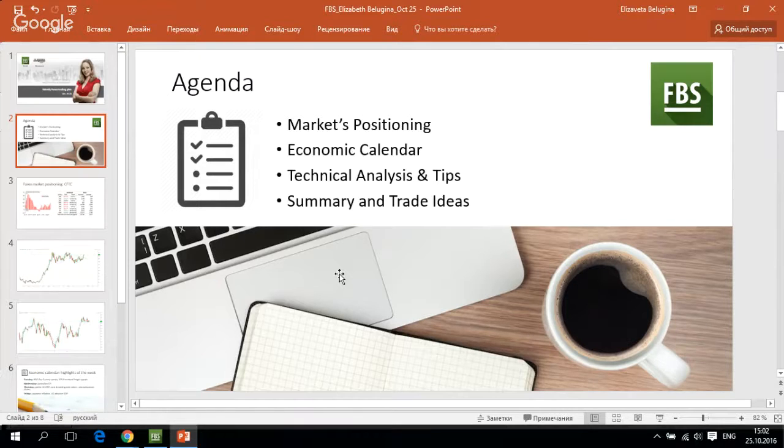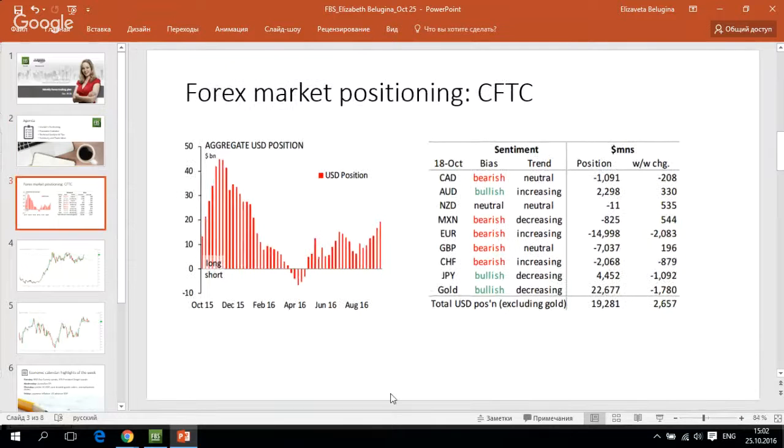So as for the markets positioning, we study a report prepared by CFTC, Commodity Futures Trading Commission. I'd like to remind you that there is a time lag and we have to be aware of this time lag when we use this data. This data reflects the market's positioning for the week which ended on Tuesday, October 18th. Actually, a week has passed since then, and this is a big time lag.